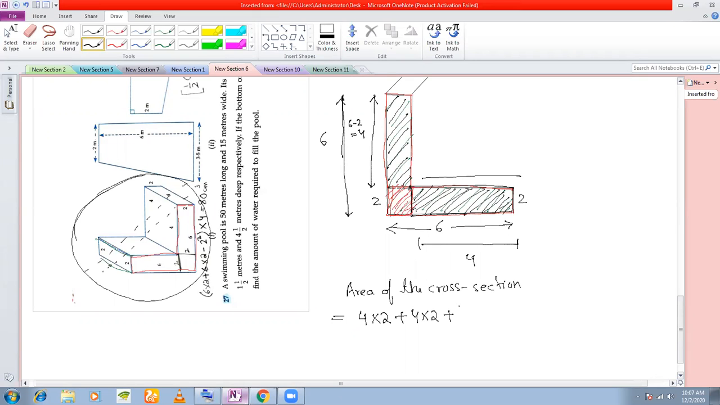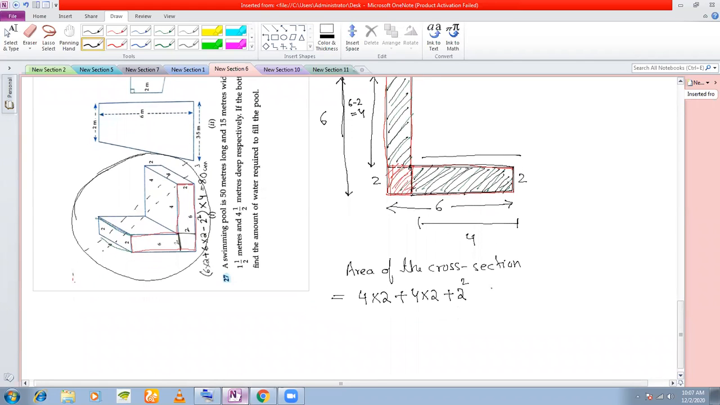And what about the red shaded square? It is a square of side 2. So this is 2 square. So this is the area of the cross section. So this is 8 plus 8 plus 4, which is 20 centimeter square. This is the area of the cross section.